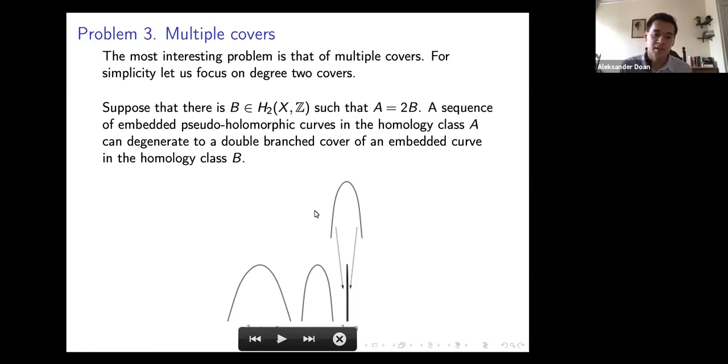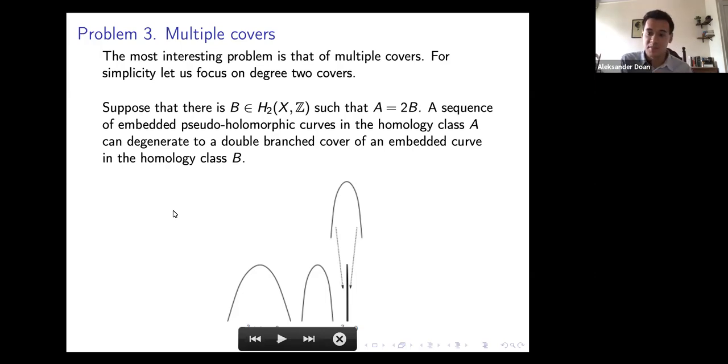Then what can happen is that you can have a sequence of embedded pseudo-holomorphic curves representing the homology class A, which degenerates to a double branch cover of an embedded curve in the homology class B. So from the viewpoint, for example, of currents, that would mean that these embedded curves as currents converge to 2 times the curve in the homology class B.